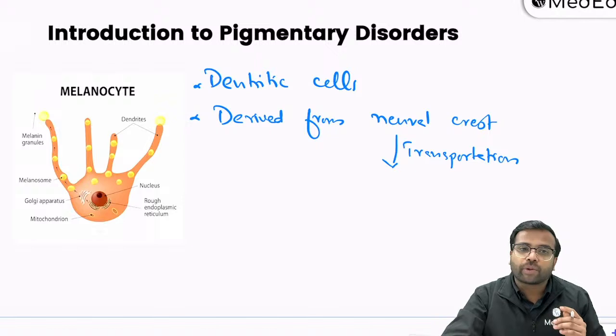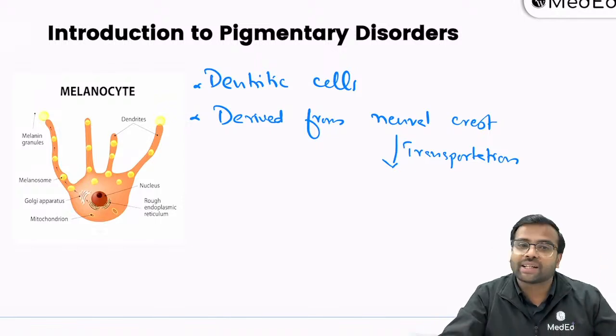And after this transportation, where does this melanocyte end up? In which layer of the skin does it end up?